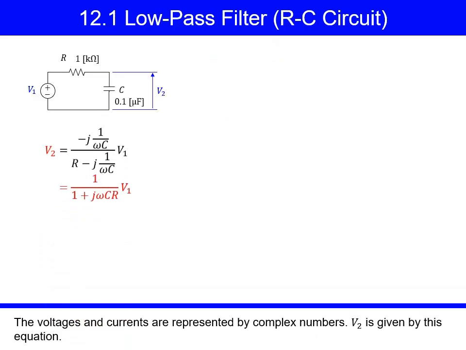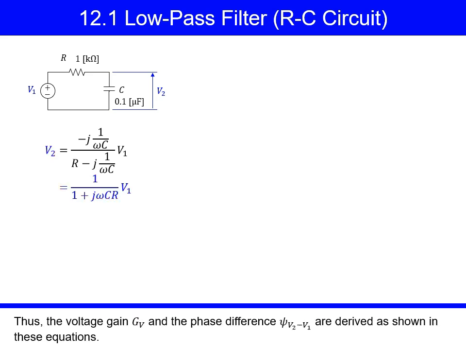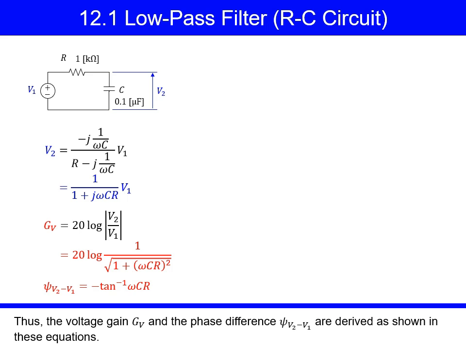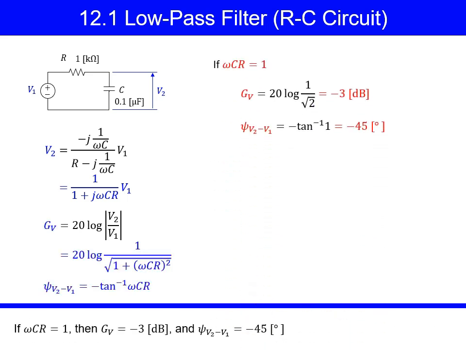The voltages and currents are represented by complex numbers. V2 is given by this equation. Thus the voltage gain GV and the phase difference psi V2 to V1 are derived as shown in these equations. If omega CR equals 1, then GV equals negative 3 decibels, and psi V2 to V1 equals negative 45 degrees.